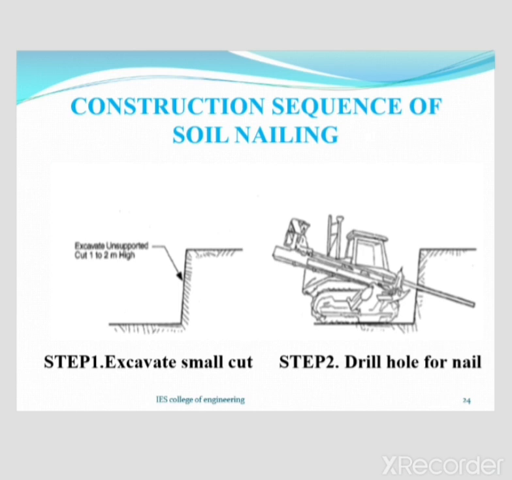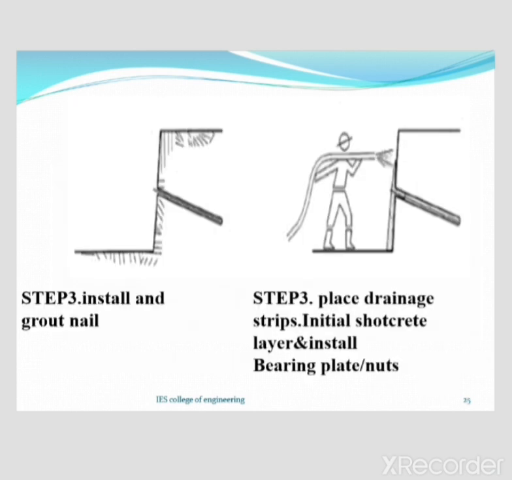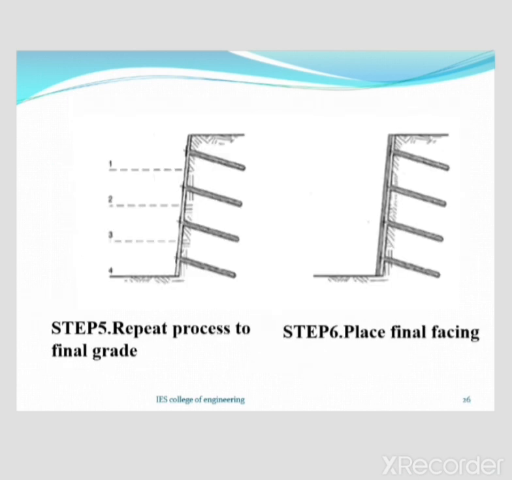Step 2, drill holes for nails. Drilling of the nail holes. Step 3, nail installation and grouting. Step 4, place drainage strips, initial shotcrete layers and tendons are placed in the drill hole. And next, repeat the process to final grade. And last one, place the final facing.